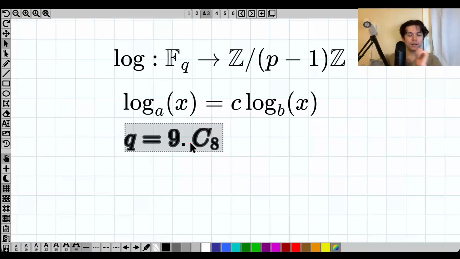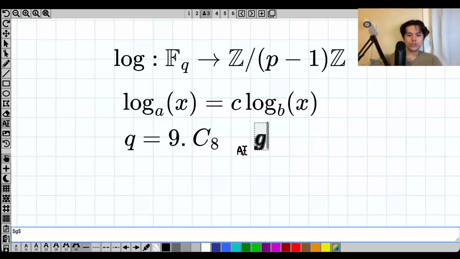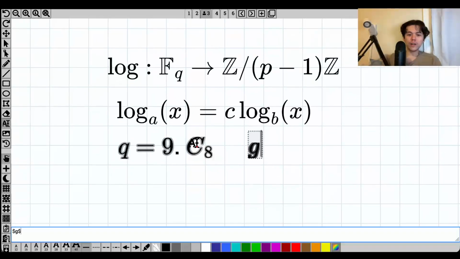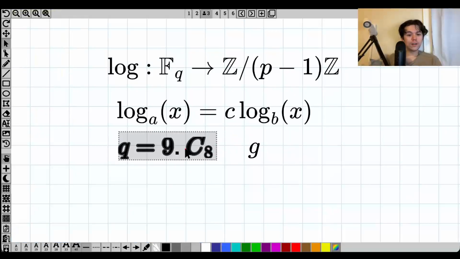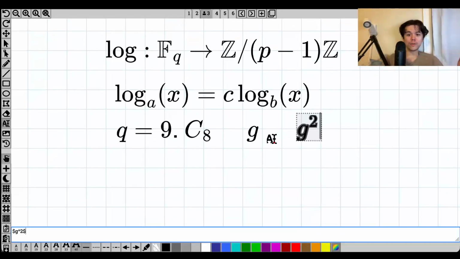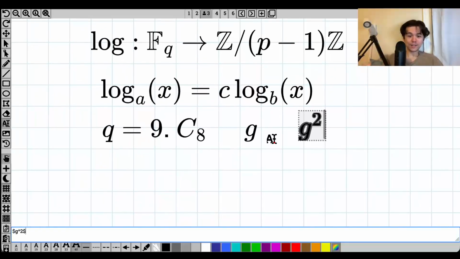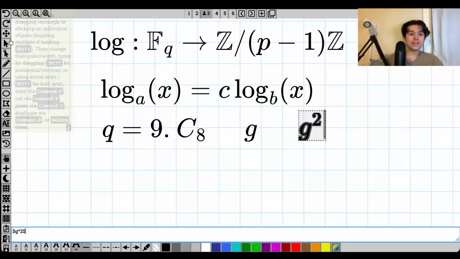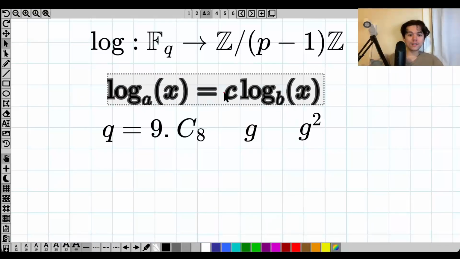And so if I pick some root g, where the powers of this non-zero element generate all the elements of the units, I can then take g squared. And this will not generate all the powers of the units. In fact, the discrete log will not exist for half of them. And that's not something that happens in this case.